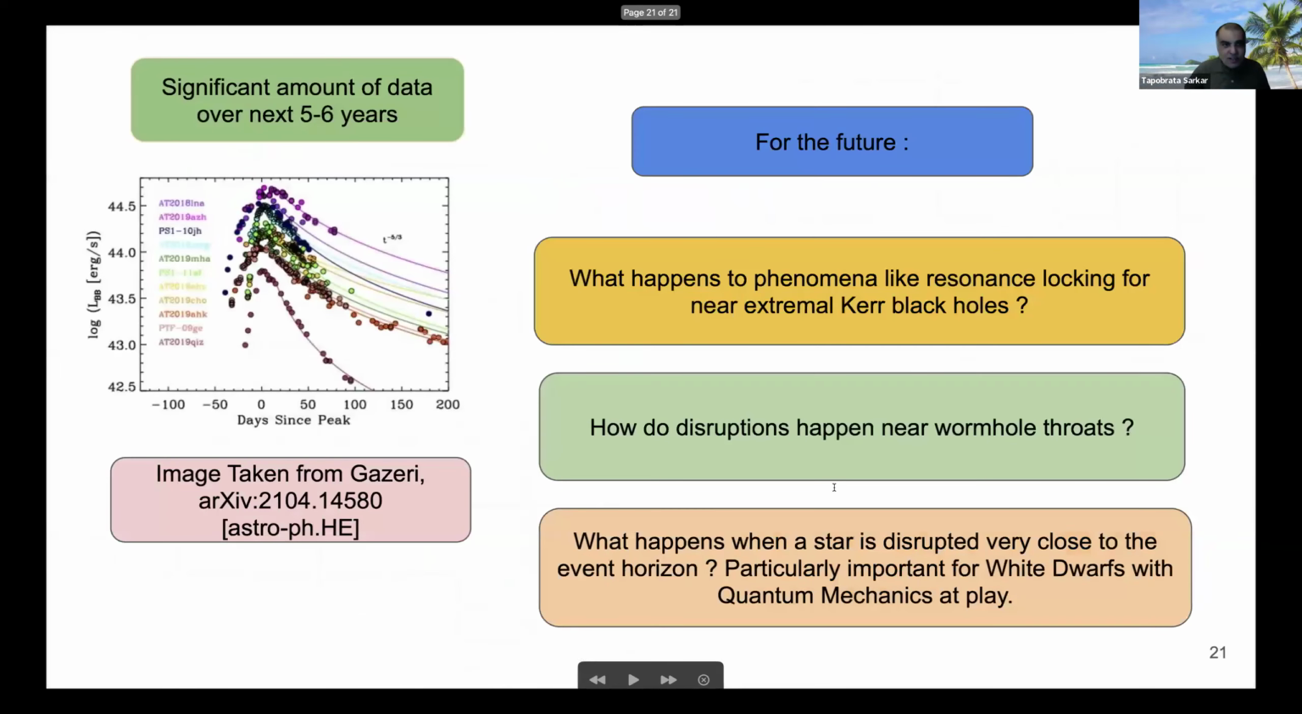So I think I have more or less come to the end. As I said, there is a significant amount of data which is going to come in the next 5-6 years. In this whole talk, I hope I've been able to impress upon you that what we are really looking at are the effects of GR. And you might say, effects of GR at this distance? Well, there are a lot, as I showed you. For example, frame dragging in the curved space-time should produce observable effects. And the effect that I focused on today is the tidal disruption effect.